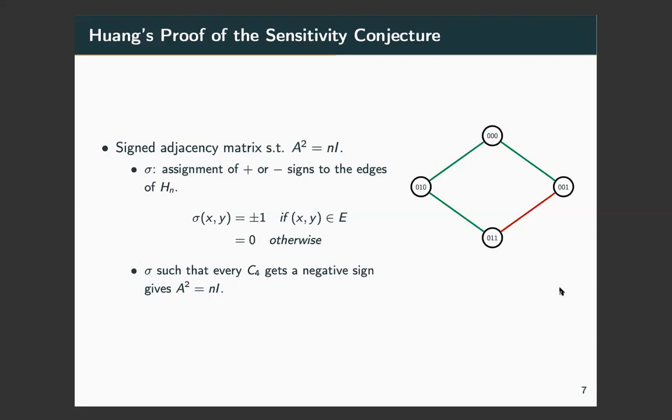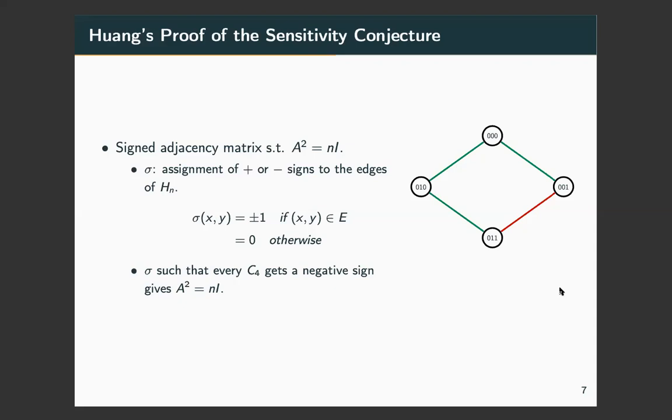Huang considered a signed adjacency matrix A of the hypercube such that A squared equals nI. Let sigma denote a signature that assigns plus or minus signs to the edges of the hypercube and 0 otherwise. It can be seen that the only property that the signature sigma needs to have for the signed adjacency matrix A to satisfy A squared equals nI is for it to assign a negative sign to every four-cycle. Here the sign of the four-cycle is the product of the signs of the edges of the four-cycle.